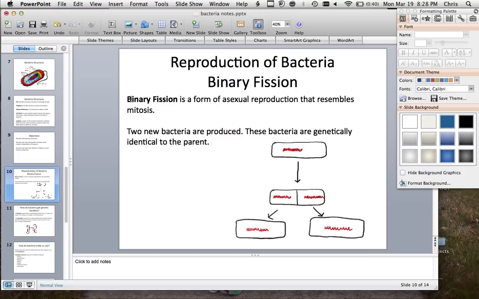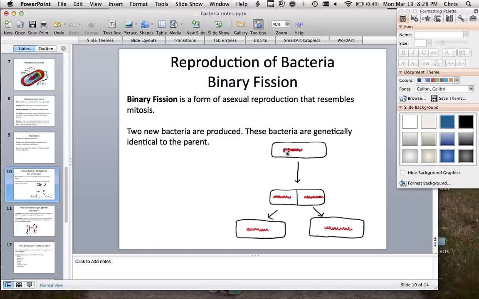They use this process called binary fission. And this is a form of asexual reproduction that resembles mitosis in a lot of ways. And as a result of binary fission, 2 new bacteria are produced from one mother cell. And these bacteria are genetically identical to that parent cell. And here's a quick rundown.